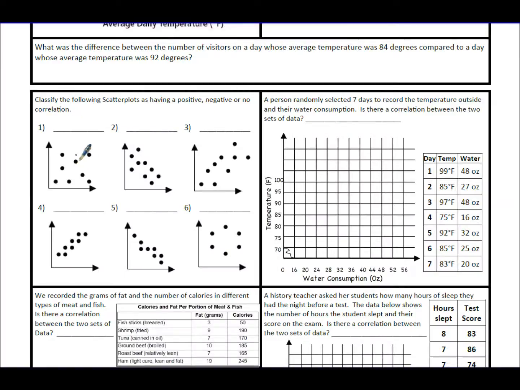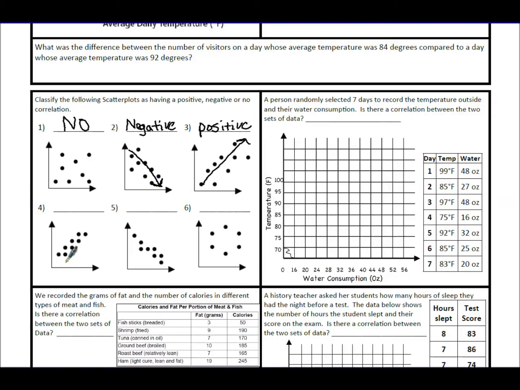Classify the following scatterplots as having a positive, negative, or no correlation. So this first one, there's no direction, so this has no correlation. We see the points are going downwards, or it would look like it has a negative slope, so number 2 has a negative correlation. The points are going upwards for a positive correlation.